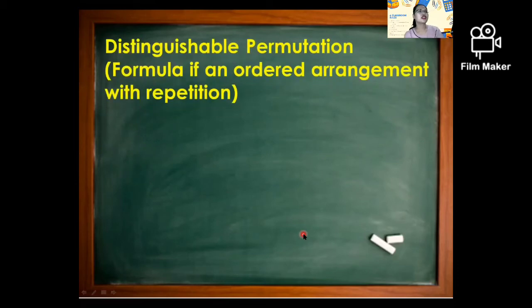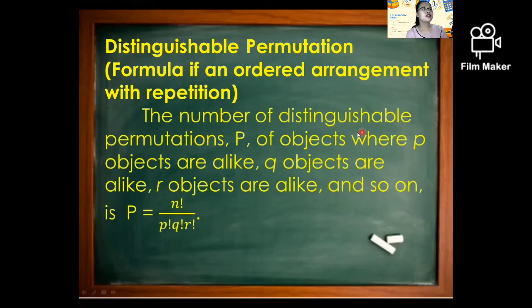Now let's have another example of permutation. So meron tayong linear permutation, meron naman tayo ngayong circular permutation, then now we have distinguishable permutation. The formula is for an ordered arrangement with repetition. Okay po, ito daw po yung formula na gagamitin natin kung may mga naulit na objects or elements sa ating permutation. The number of distinguishable permutations of n objects where p objects are alike. Ibig sabihin, pag meron ng mga magkakapareho. q objects are alike, r objects are alike, and so on.